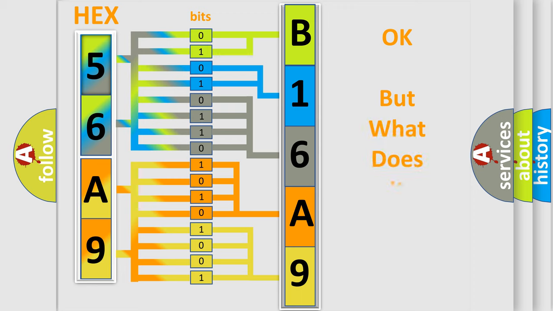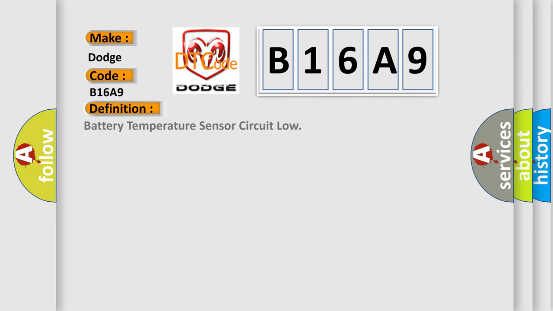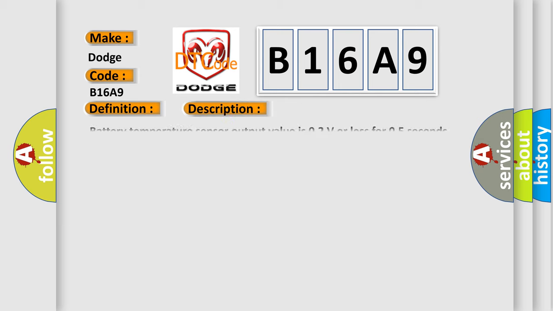The number itself does not make sense to us if we cannot assign information about it to what it actually expresses. So, what does the diagnostic trouble code B16A9 interpret specifically for Dodge car manufacturers? The basic definition is battery temperature sensor circuit low. And now this is a short description of this DTC code.